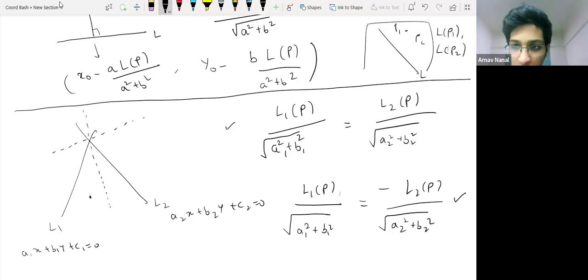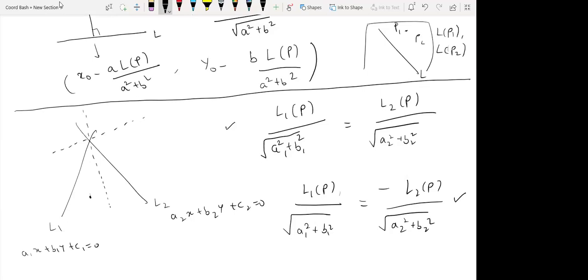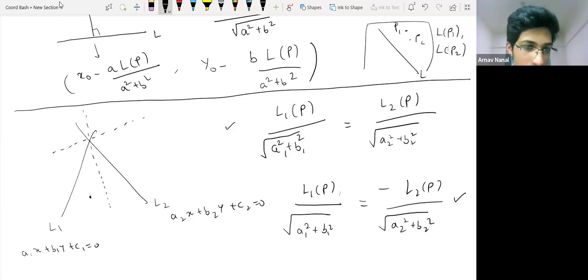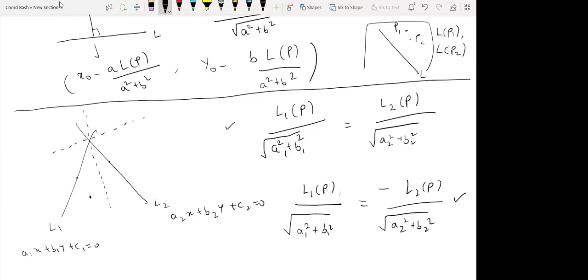I mean both are either positive or both are either negative. Correct. So what you do here is, if you want to identify this angle bisector, take one point here, one point here, substitute and find out which of them have different signs, and for this you will require same signs. Did you understand? Yeah, I got it.